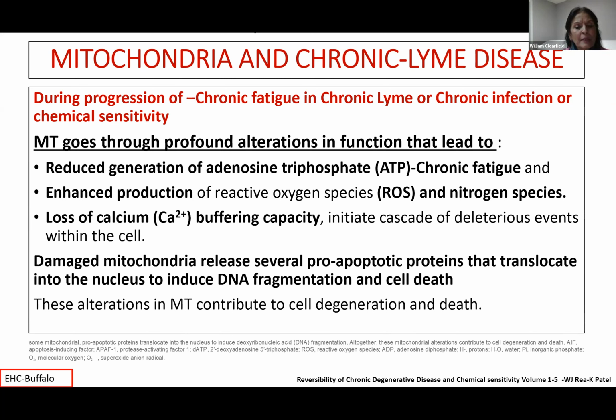This alteration in mitochondria contributes to cell degeneration and death. And so it is very important to remember that mitochondrial dysfunction equals chronic fatigue. When mitochondrial dysfunction proceeds, it results in damaged mitochondria. Damaged mitochondria will result in DNA damage and cell death. So the chronically ill, chronic fatigue patient just goes into a downward domino effect, becomes bedridden and has no life.